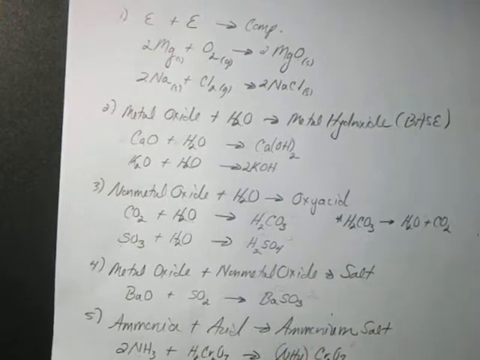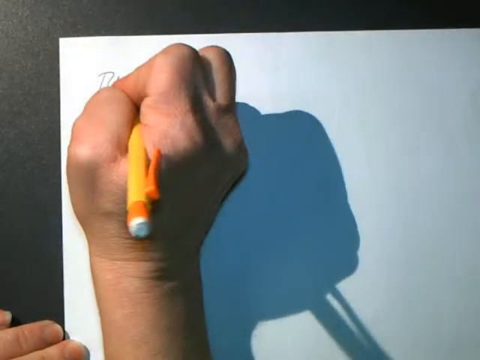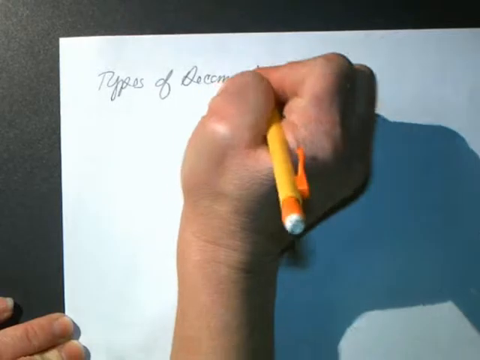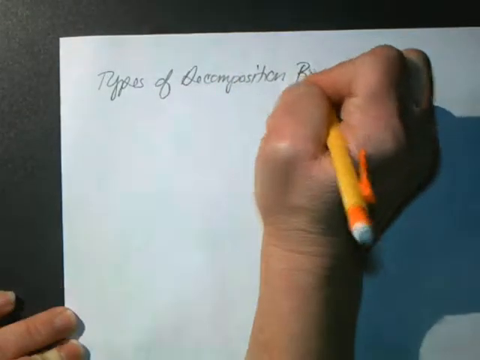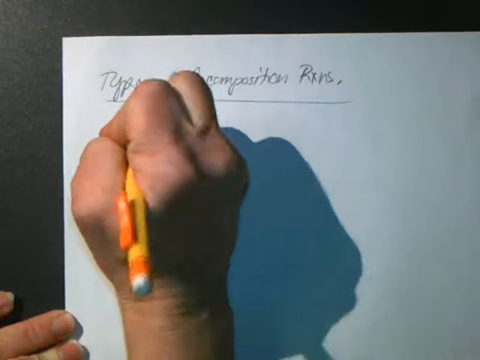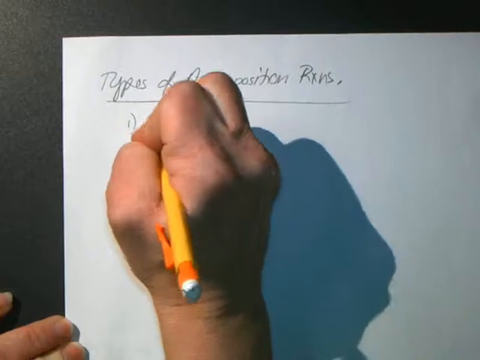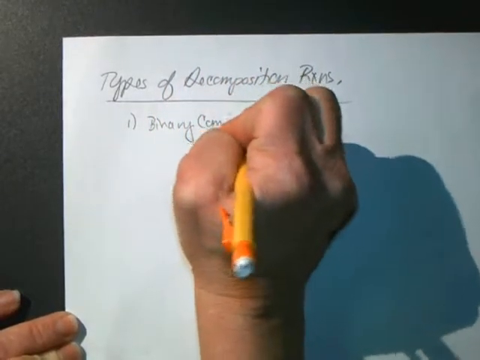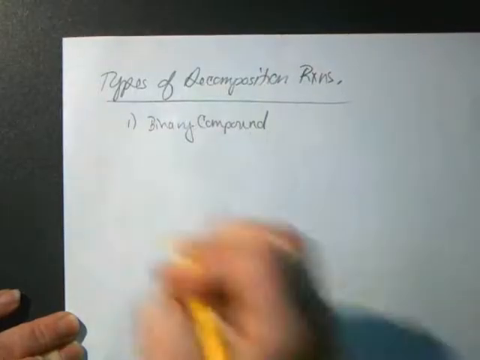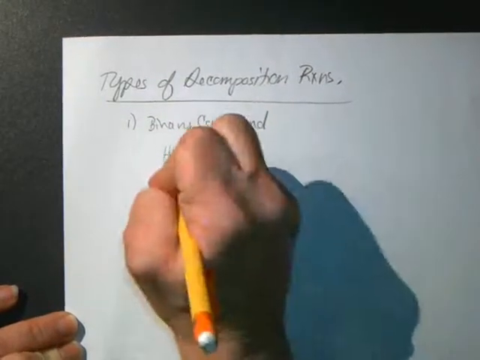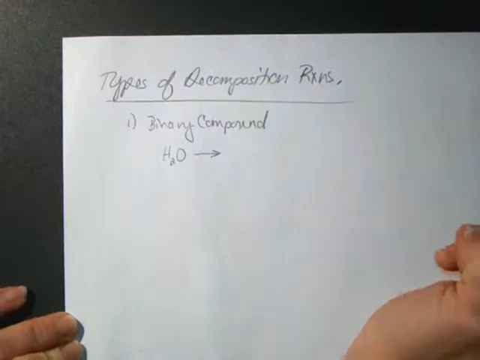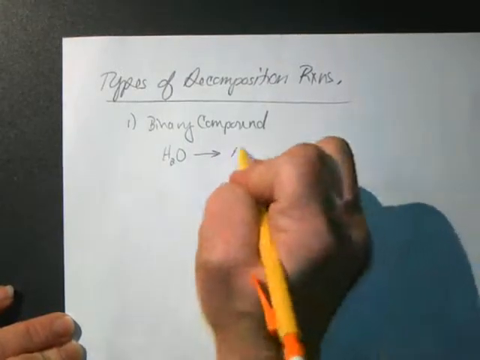Now to the specific types of decomposition. We'll start nice and easy. Decomp of a binary compound. A binary compound will be composed of 2 elements. So, if, for example, we run an electric current through water, we will separate it into its individual elements.